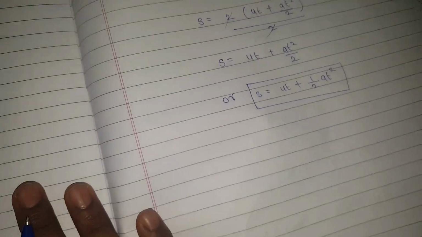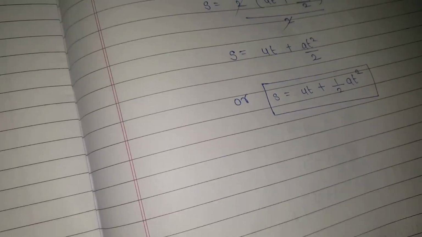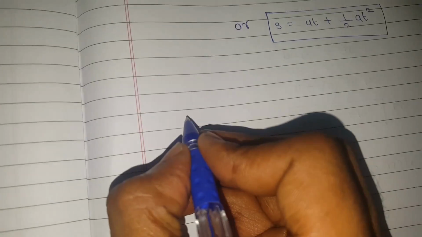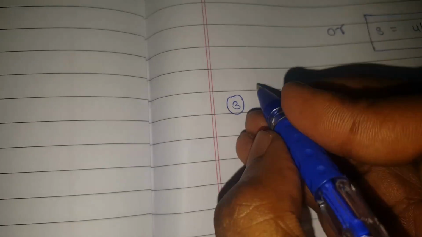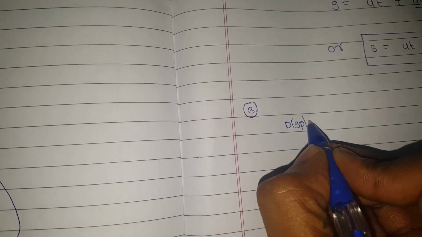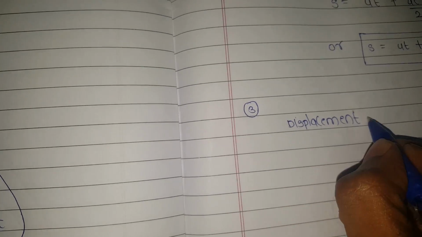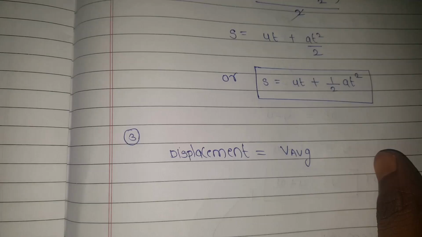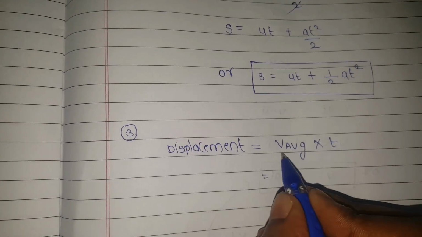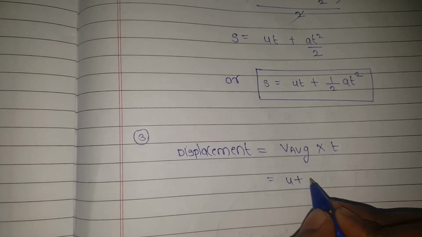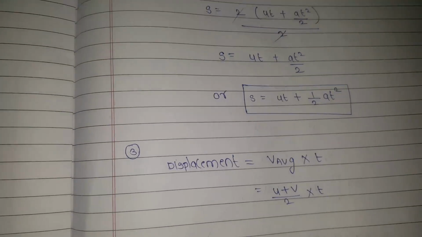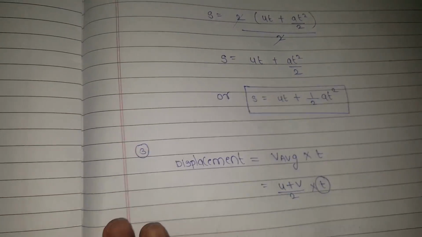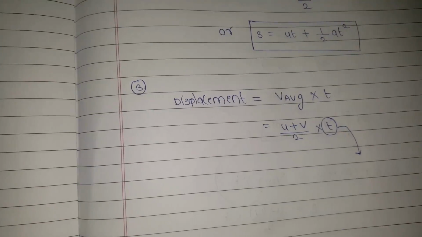Now let us see how to derive the third equation of motion. For the third equation of motion, as I have said earlier, start with displacement. So let us start with displacement. Displacement equals average velocity into time. We know that average velocity is nothing but initial velocity plus final velocity upon 2, into time. Now what we have to do is replace this t with the t in the first equation.